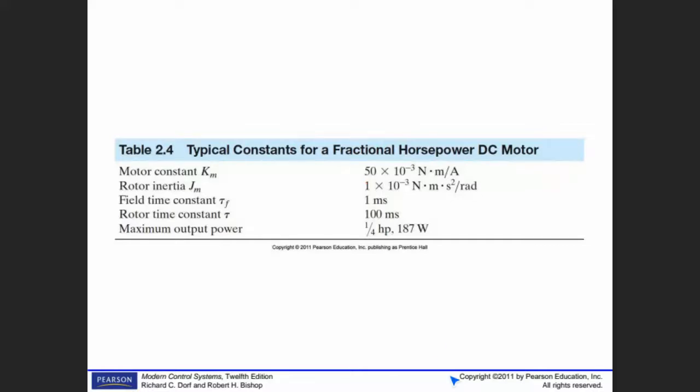This is a fractional horsepower DC motor values. So you might get an idea about what's all about.